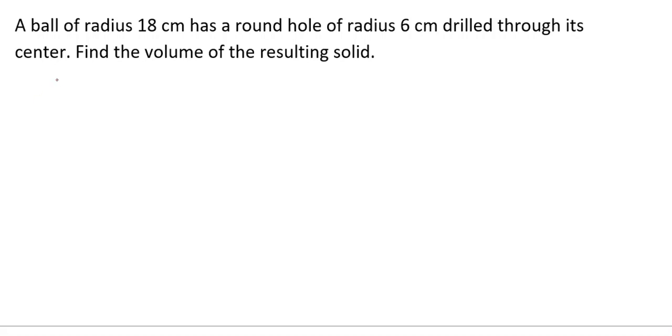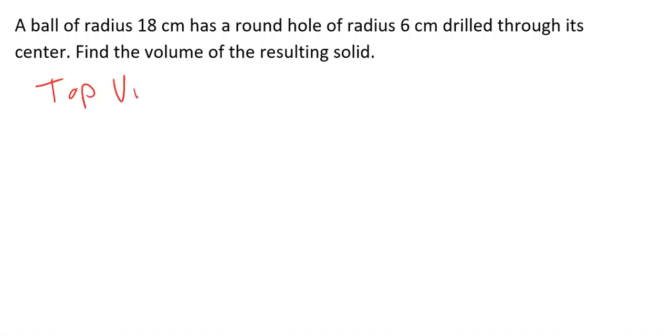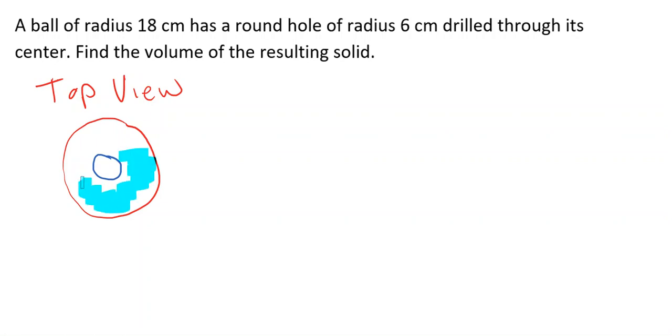So let's first of all start by looking at this from a top view. From the top, we have a ball, and we are drilling a hole through the center of it. So this is going to be hollow in here, and this is all going to be solid in through here. And that's basically what we want to do, is we want to find the volume of this solid region.